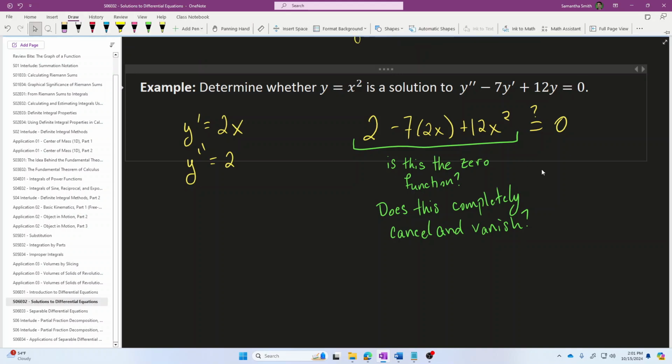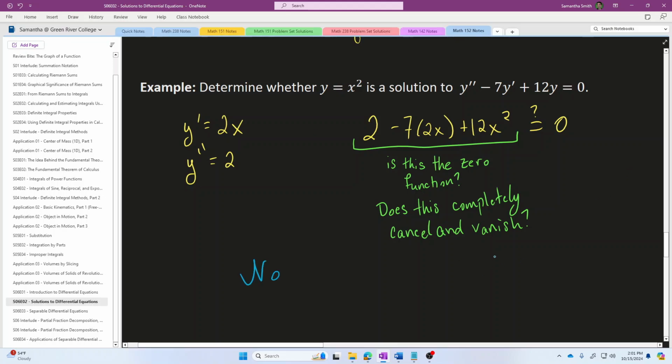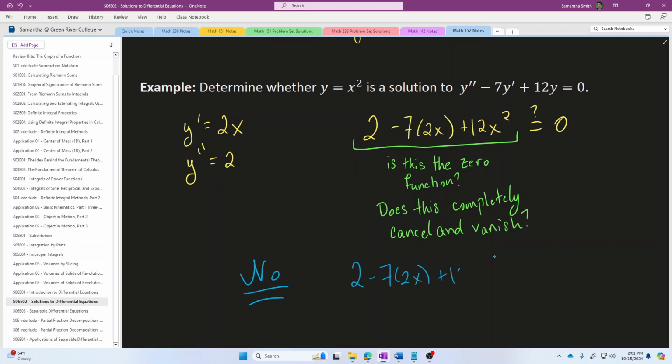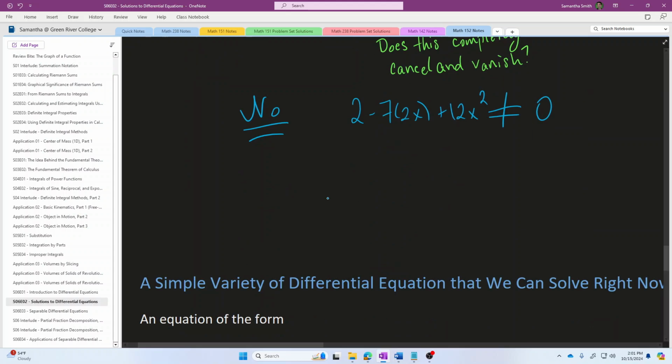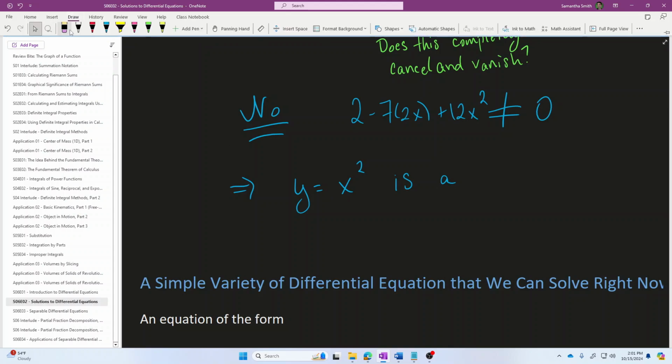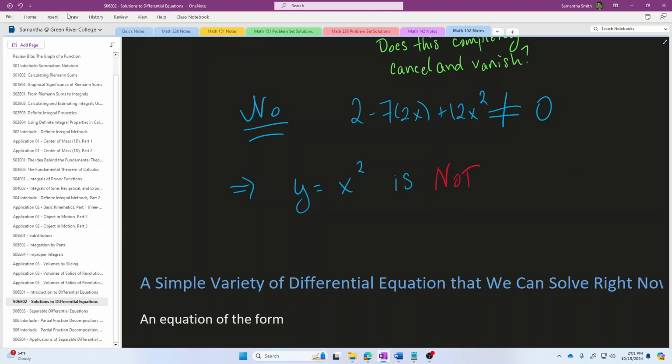And because of that, this equation is not true. The expression on the left is not the same thing as 0 all the time. So I would conclude that y equals x squared is not a function that makes this equation true. I would conclude that y equals x squared is not a solution to this equation.